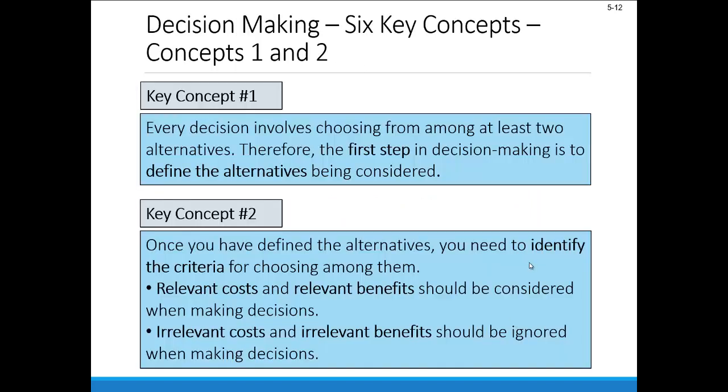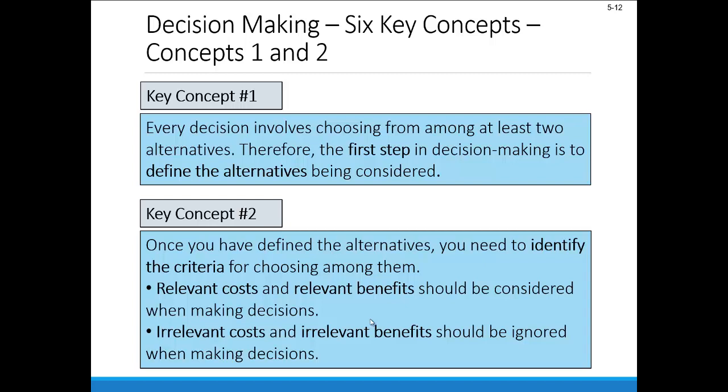So our first key concept here is that every decision involves choosing from among at least two alternatives. Otherwise, there's no choice, right, or no decision. So the first thing we want to do is to define the alternatives being considered. Once we've done that, we need to identify the criteria for choosing between our various options. Now, for our purposes here, we need to define relevance. And relevant costs and relevant benefits are those that should be considered when making decisions.